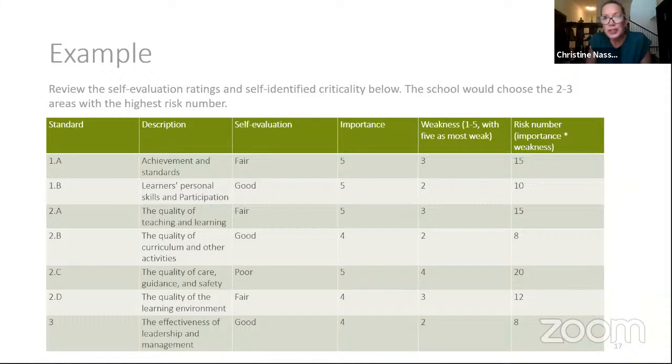But if you do this, we're going to be able to have a sort of quantitative way of figuring out what you might prioritize in that school development plan. I'm just going to talk you through this one. Our imaginary school has set for 1A their importance as 5, but their weakness is a 3. So they're right in the middle there. You multiply importance times weakness. This is a great activity to do with your board if you have a really supportive board. And then you get a number. In this case, importance is 5.